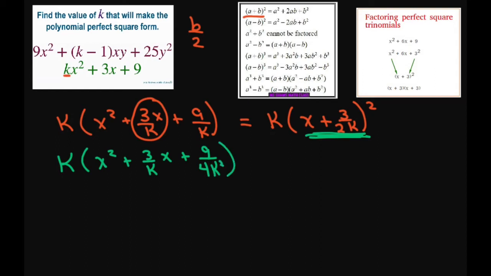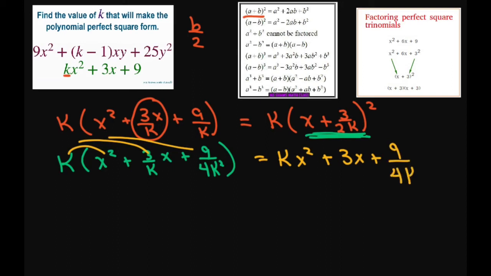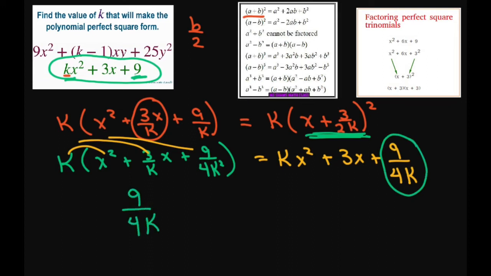And then finally, let's go ahead and multiply that k back through. And this is going to give you kx squared plus 3x plus 9 divided by 4k. Now what I want to do is look at what we have for the end. So this is our problem, and we have this 9 here. And for us, we have this 9 divided by 4k. And we're going to set that equal to 9.